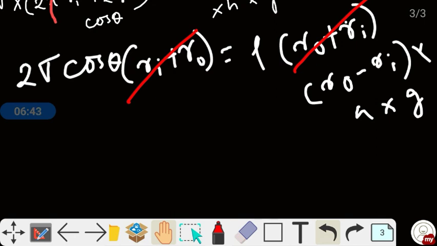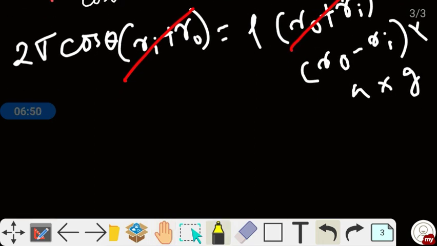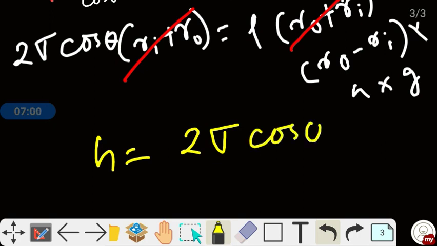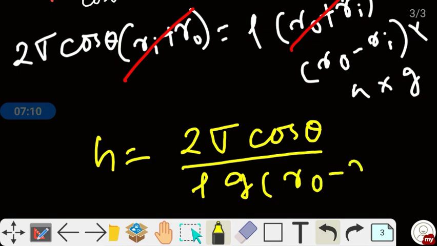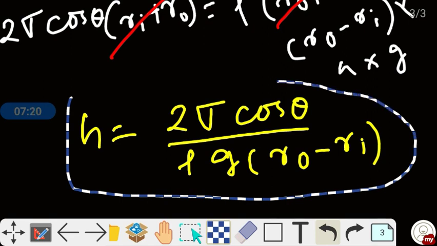So from here we can write our formula. Let's write h on one side and other things on the other side. h will be 2 sigma cos theta divided by rho g into ro minus ri. So this is our formula for the capillary rise in an annulus: h equal to 2 sigma cos theta over rho g (ro minus ri). Now let's use this formula in the current question to find out the h.